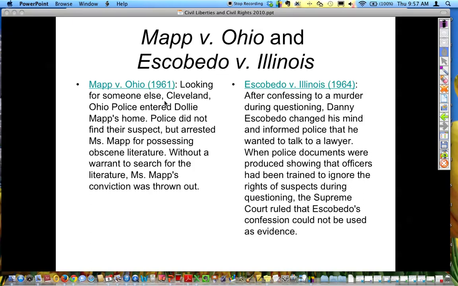Remember, they were looking for a person, and they found this illegal literature or pornography in a trunk of a former tenant. So that sort of set the precedent for search and seizure.